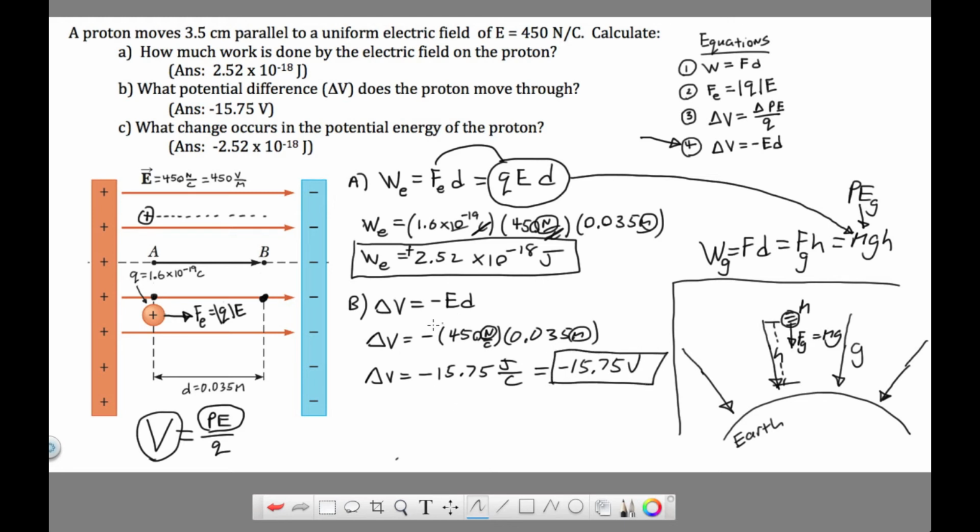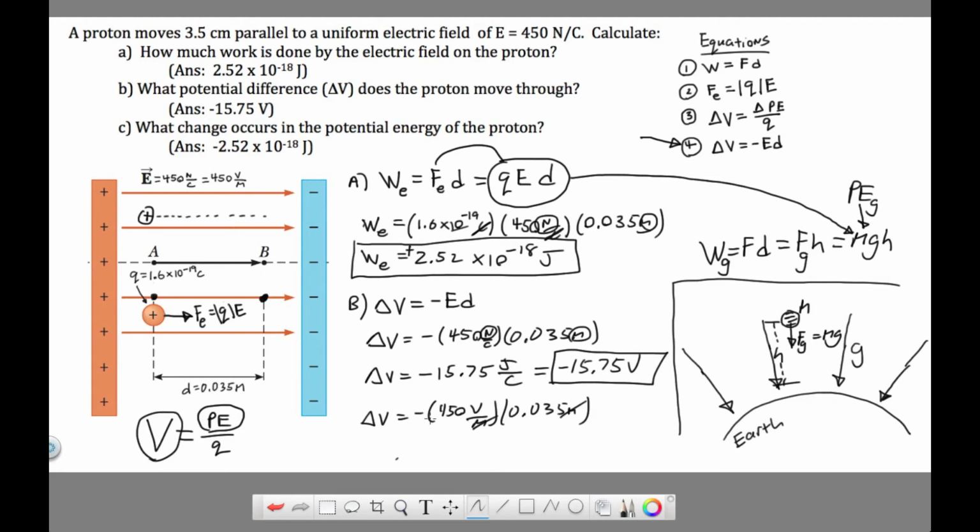Okay, and then also, I'll just mention, this actually would have been a nice time to use the electric field as volt per meter, because here I did Newton per coulomb, but let's just resolve it one more time. Negative 450 volt per meter, and then the distance is 0.035. So now the meters cancel, and you come out with volt without having to go through the joule per coulomb step there.